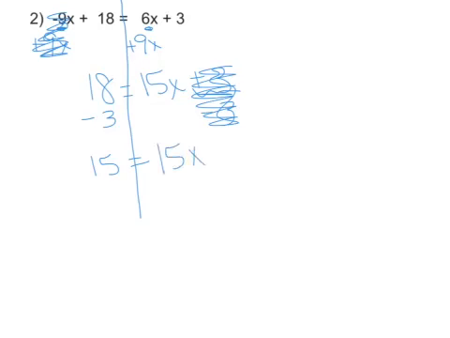Step 3 is to get rid of the coefficient, which would be this 15 that's in front of the x. So that means 15 times x, so the opposite would be to divide by 15 on both sides. 15 divided by 15 is 1, equals x.